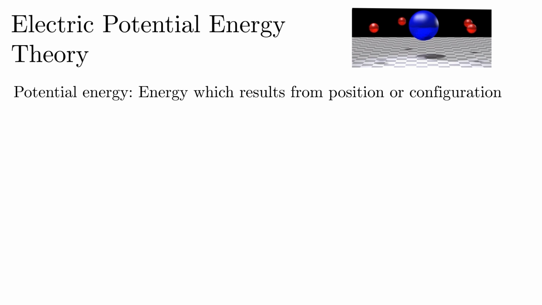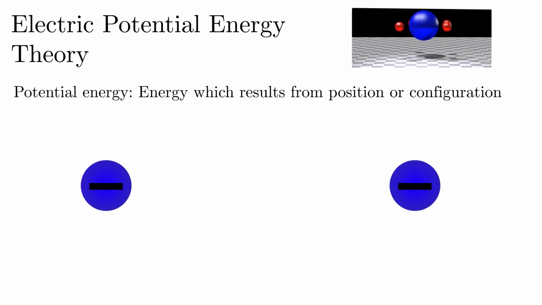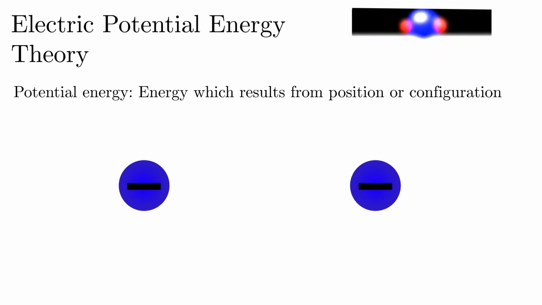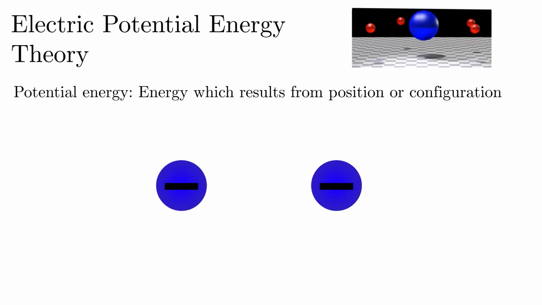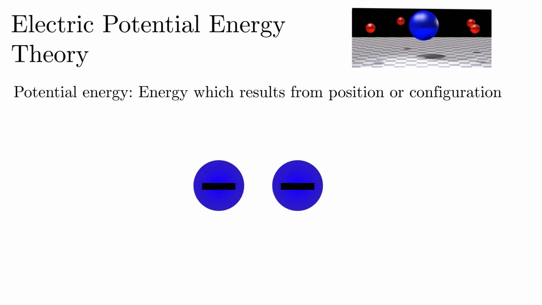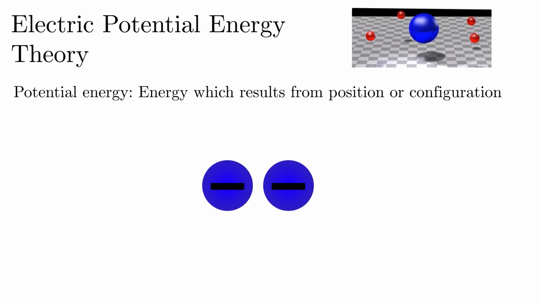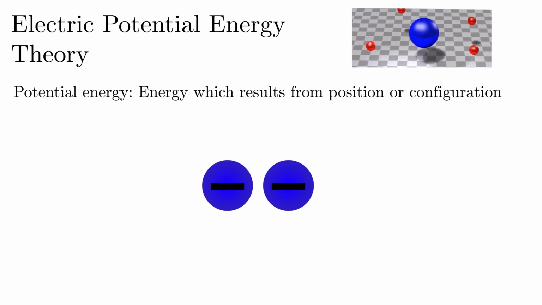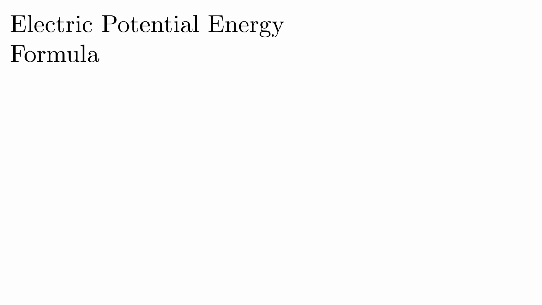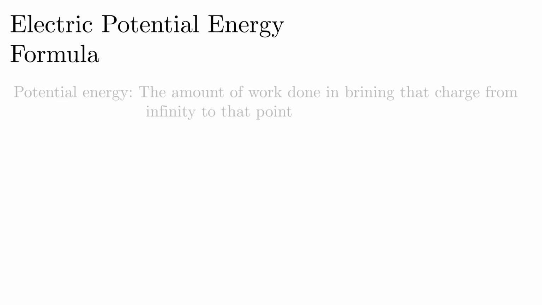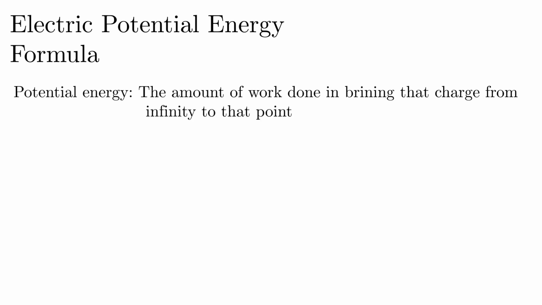The best way of imagining electric potential energy is by bringing two like charges together. The more you try to push them together, the harder it is to keep them together because the electric potential energy is increasing. Now you're one step closer to learning electric potential energy. By using the definition of potential energy and combining it with electrostatics, the electric potential energy of a charge at a point is defined as the amount of work done in bringing that charge from infinity to that point.